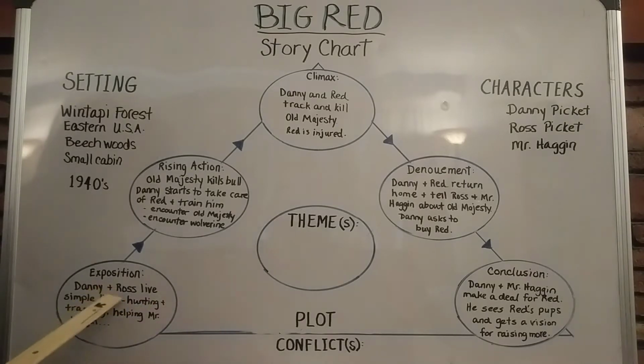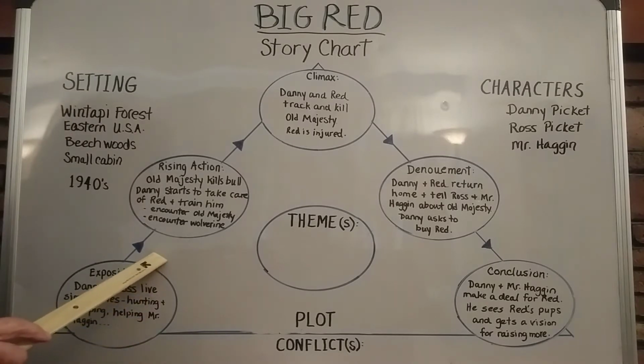Alright, let's start with the exposition. The exposition is what's happening in the beginning of the story, and we see that Danny and Ross are living in this cabin, this very simple cabin. They have simple lives. They hunt and they trap and they fish. And they also help Mr. Hagen with certain things when he needs help on his property.